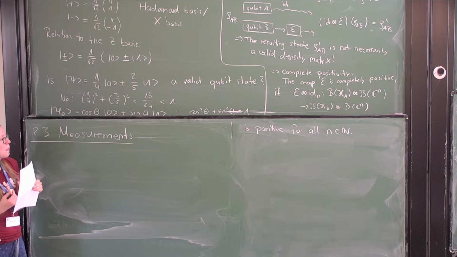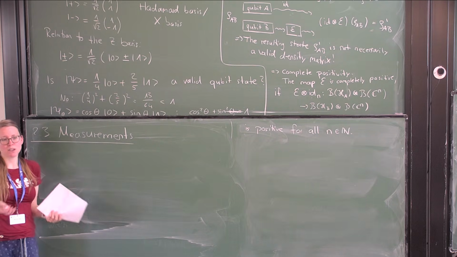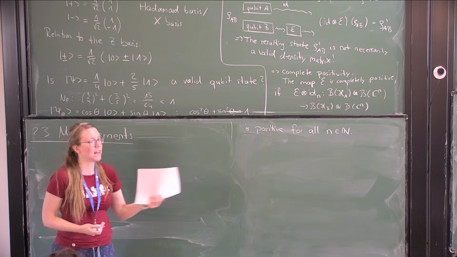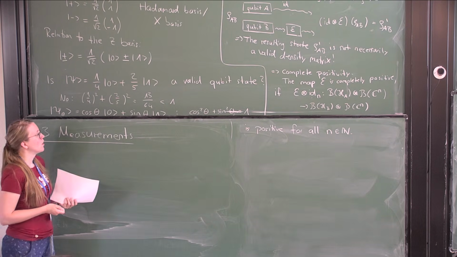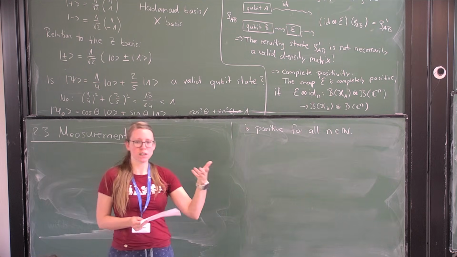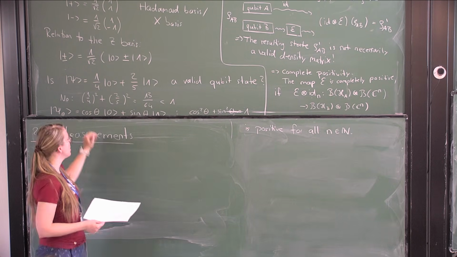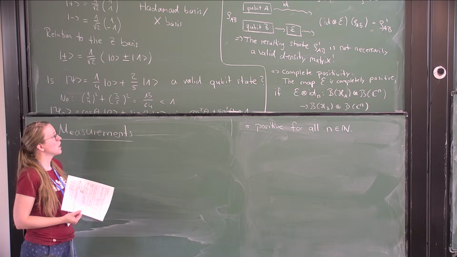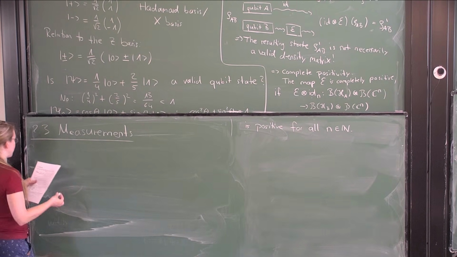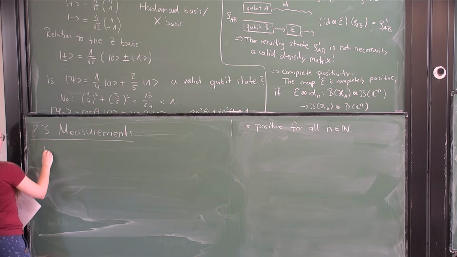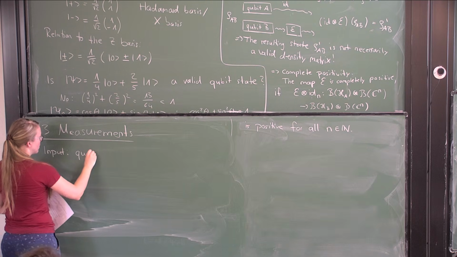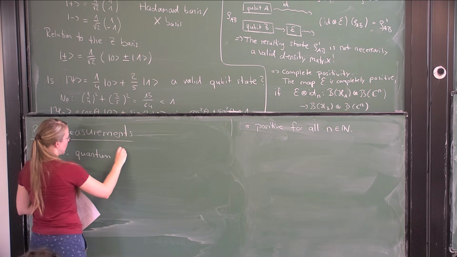Okay, so the question is, what exactly should measurement describe? What kind of object do we want? We know we get some sort of classical outcomes, so it's clear that the measurement takes as input the quantum state, because that's what we want to measure. But then we can think about what should come out of this measurement. So our input is a quantum state.